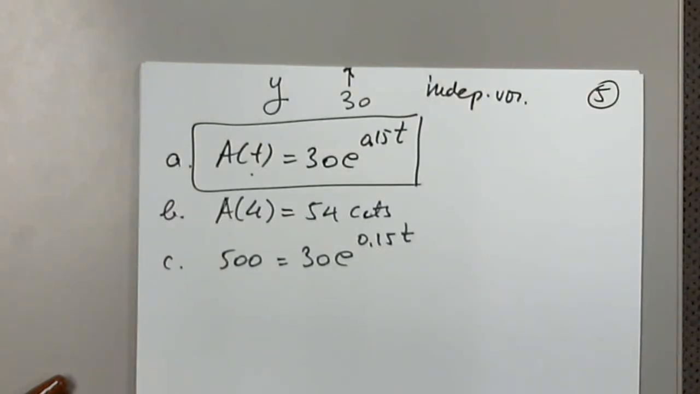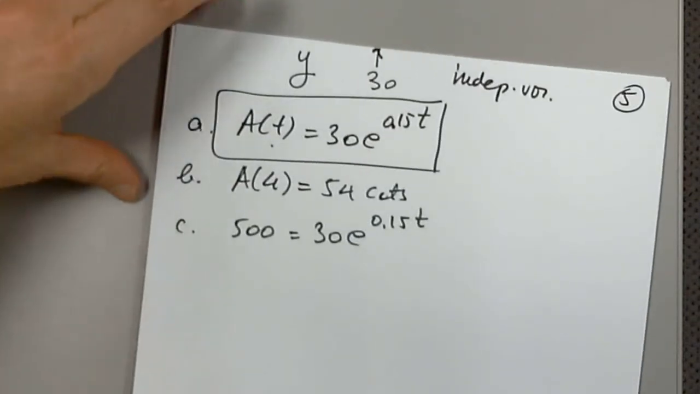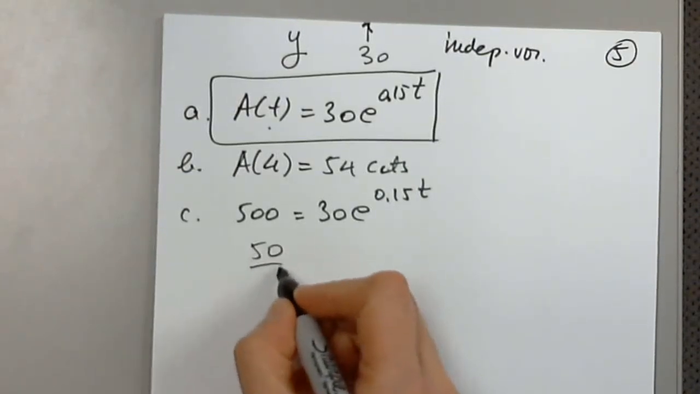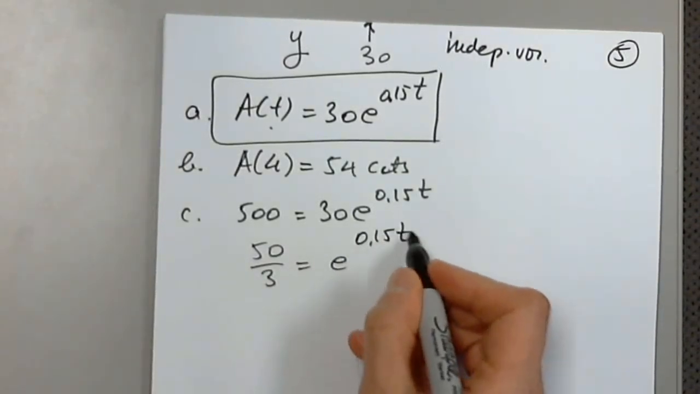Now we have an equation to solve. What type of equation is it? That's my first question to myself, so I know what I have to do. First, I have to identify it correctly. Exponential. Thank you. And how do I solve it? What would be the first step? Clean it up. How do I do that? Start by dividing by 30. Thank you. So it's 50 divided by 3 equals e to the 0.15t.